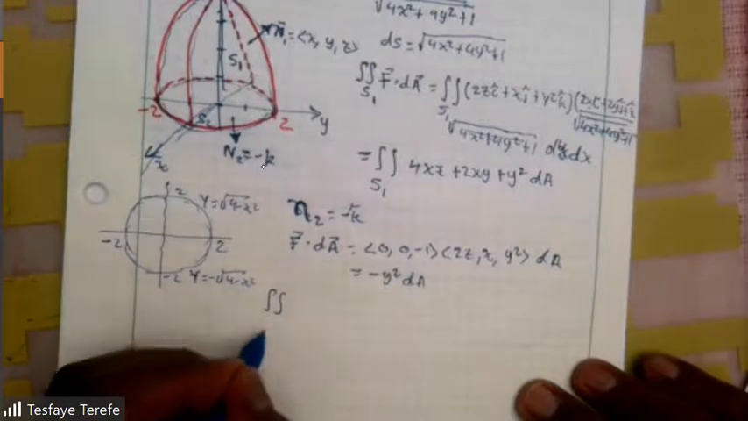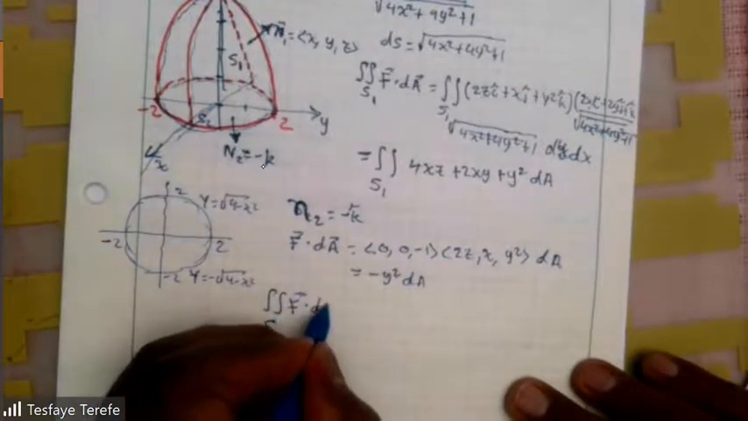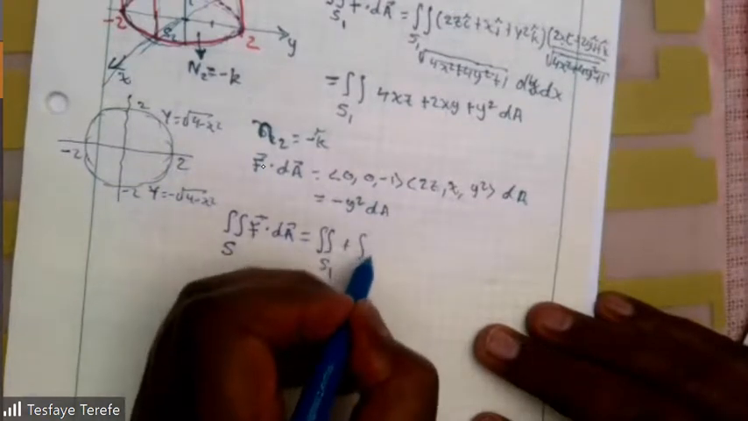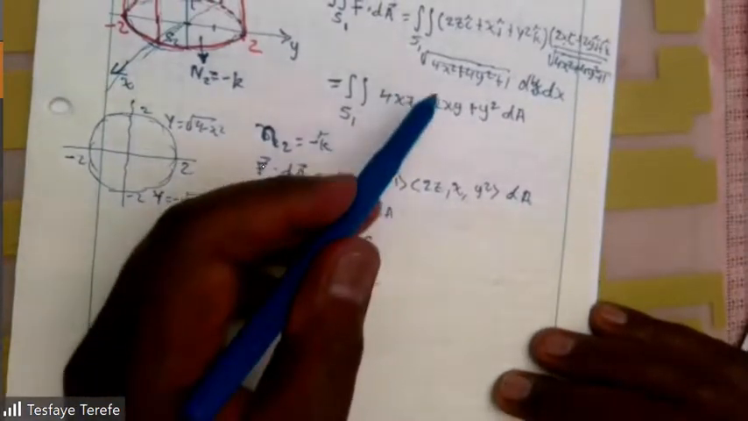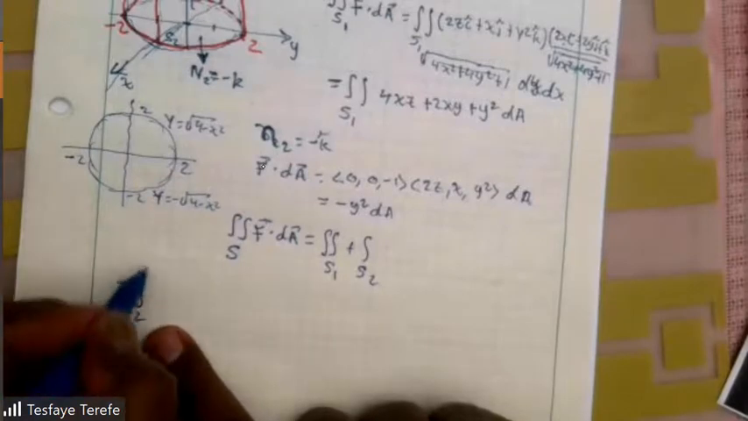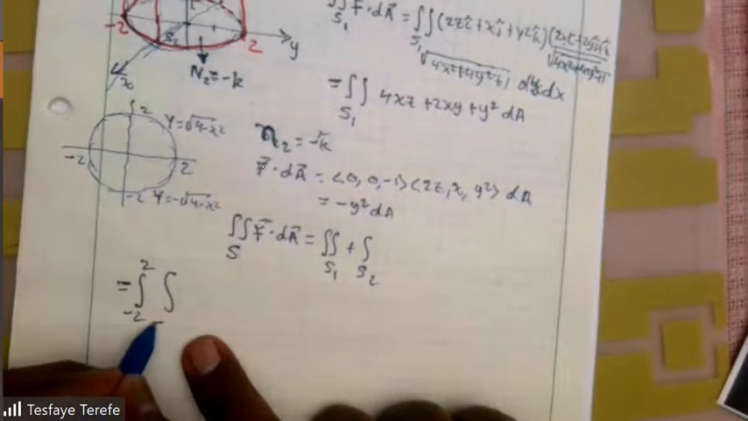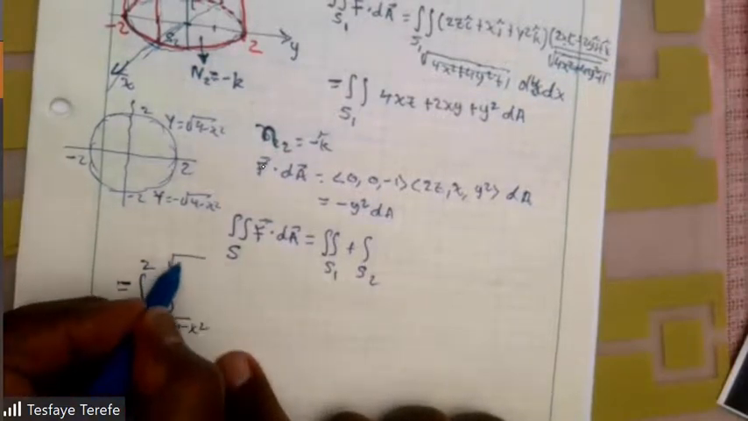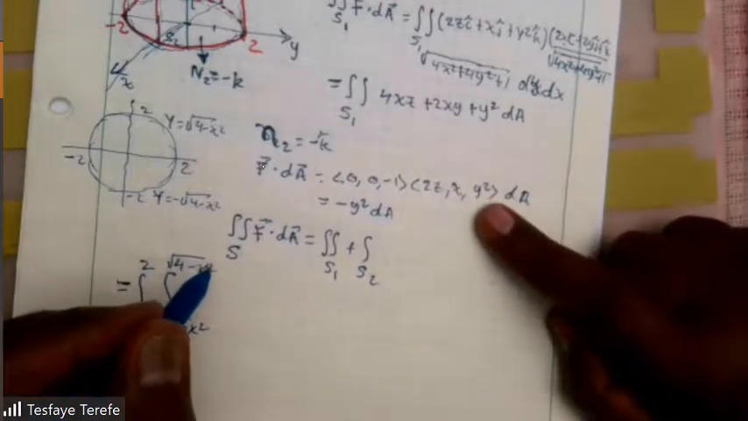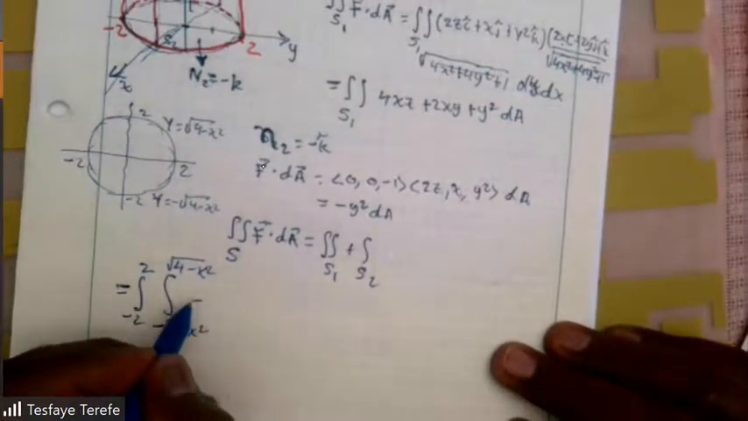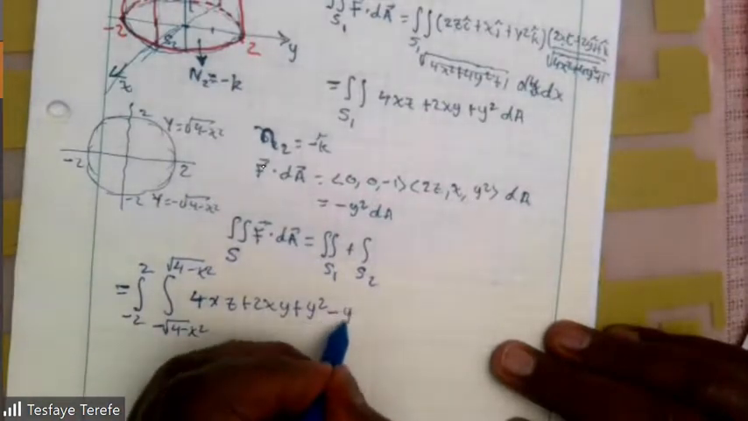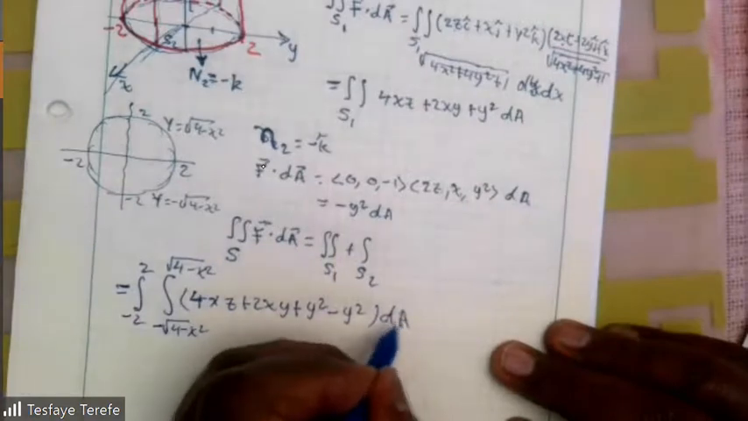So the integral along S of F dA is going to be what? S1 plus S2. So dA is the same. Now this will give me an integral. Let us put in the limits of integration. From negative 2 up to 2 is x changing, and y changing from negative square root of 4 minus x squared up to positive square root of 4 minus x squared. And now when we combine these two, I have 4xz plus 2xy plus y squared minus y squared for this one. And this is going to be dA, anyway, dy dx.